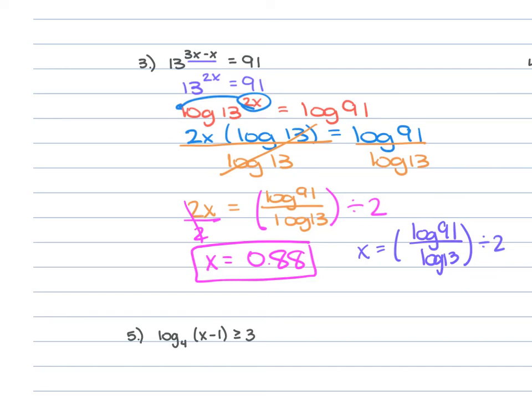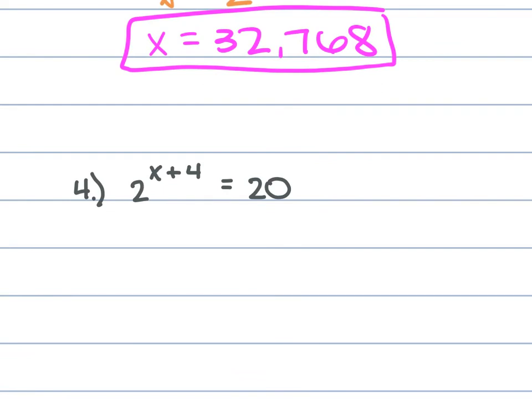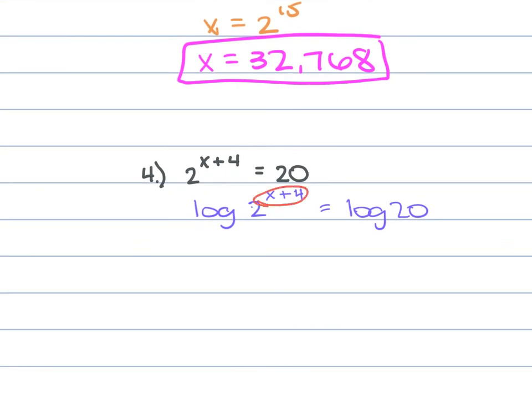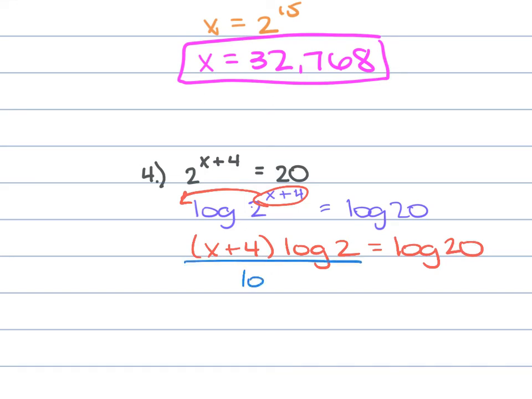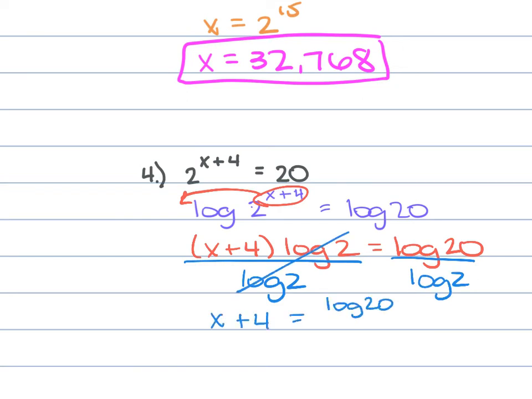For our next question, we have 2 to the power of x plus 4 is equal to 20. So 20 can't turn into 2 to the power of something, so we're going to just take the log of both sides. So log 2 to the power of x plus 4 is equal to log 20. We are going to move the x plus 4 out front. So this is going to be x plus 4 times log 2 is equal to log 20. We divide each side by that log 2. So x plus 4 is equal to log 20 divided by log 2.